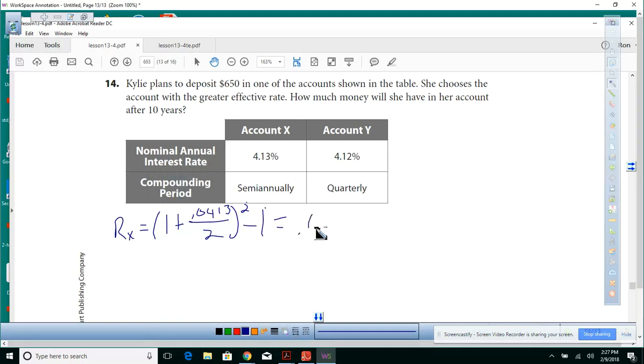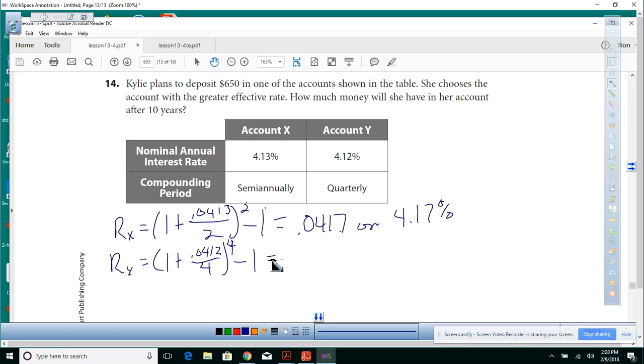That gives a rate of 0.0417, or 4.17% annually. Account Y. All right, that's going to give you 1 plus 0.0412, and that's quarterly, so that's going to be 4. Semi-annually, it pays you interest twice a year. Quarterly, it pays you interest 4 times a year.